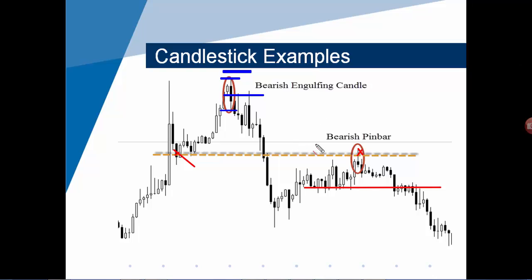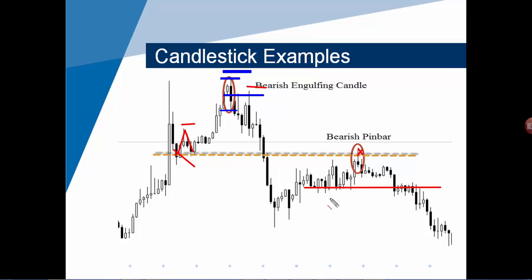The next thing you're going to ask yourself is, okay, can I afford to take this trade with a stop loss above here? That's the next thing you want to ask yourself. Again, we could also keep our stop loss here, because this is actually a resistance level.